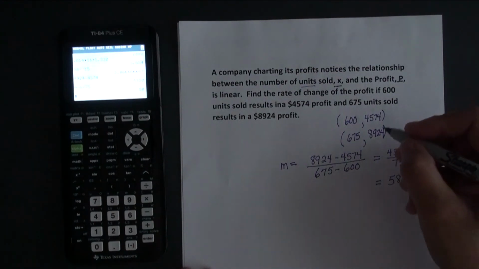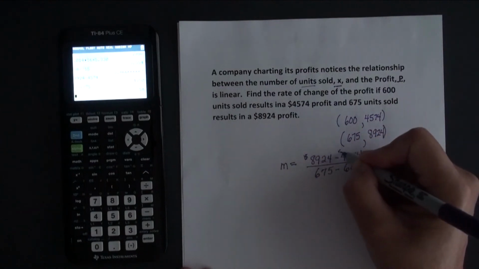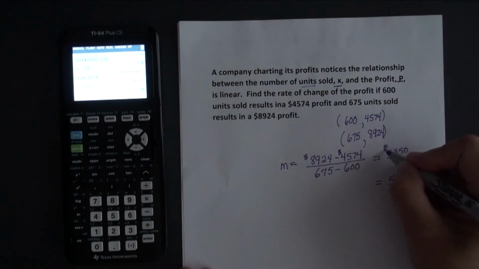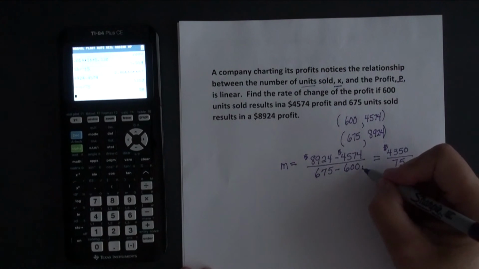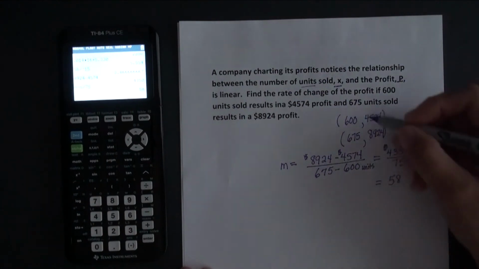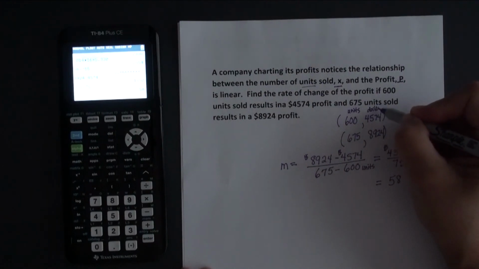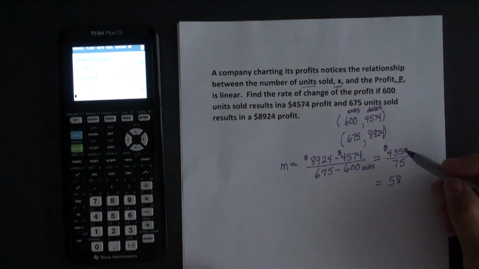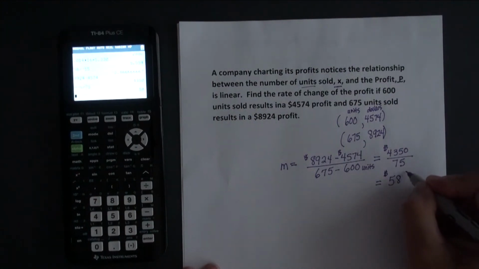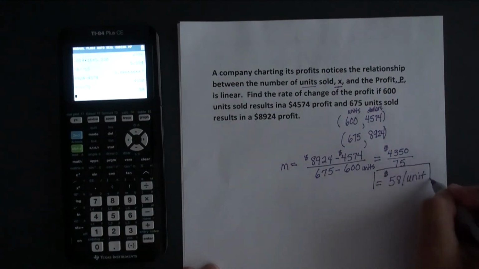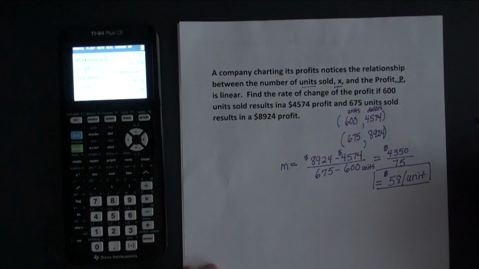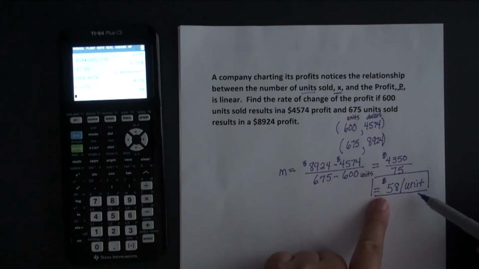Now remember, the top amounts were our dollars, and the bottom amounts were our units. These were units, and these were dollars. So we need to put 58 as dollars per unit. And what that means is that for every unit sold, you're going to make $58.